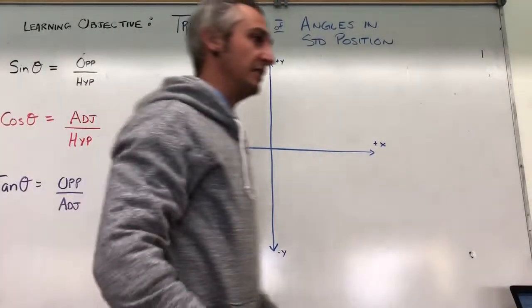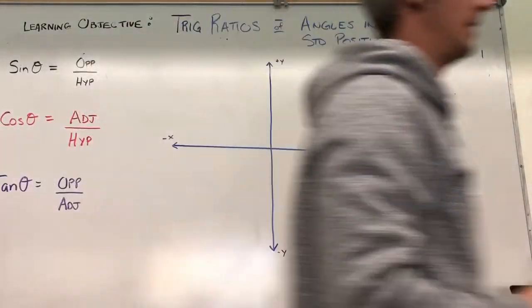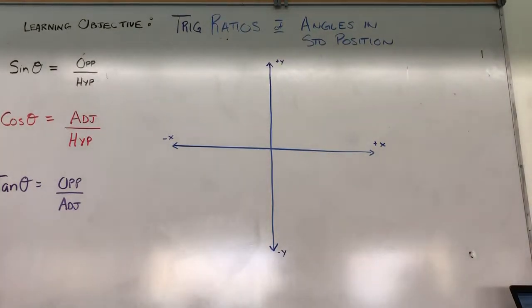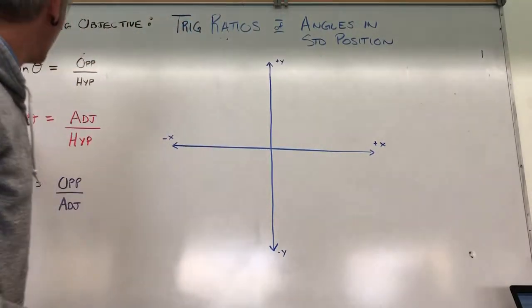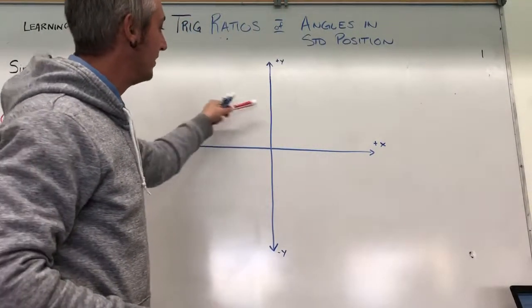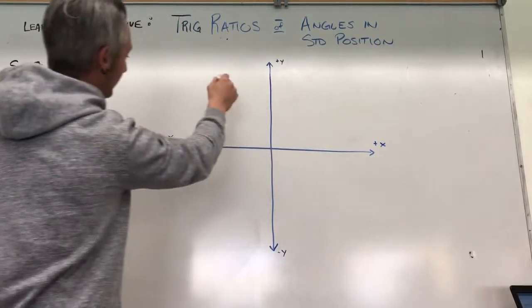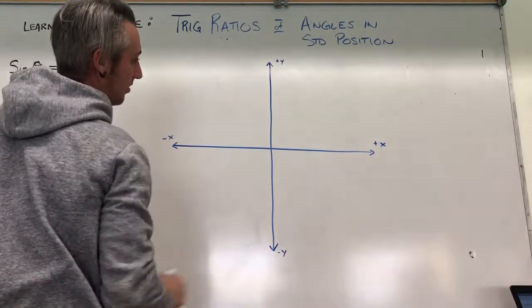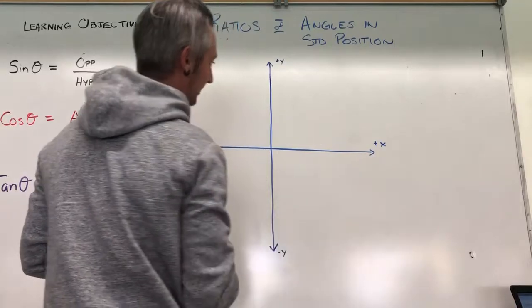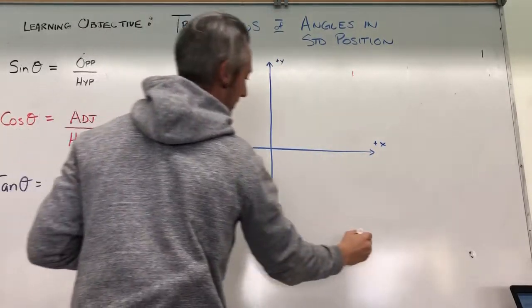Okay, my friends, so we have been talking about angles in standard position in our unit circle. Now what we're going to do is combine what we know about trigonometry, specifically sine, cosine, and tan, with our unit circle, which lives in a positive x, positive y quadrant, a positive y, negative x quadrant, a negative x, negative y quadrant, and a negative y, positive x quadrant. 1, 2, 3, 4.